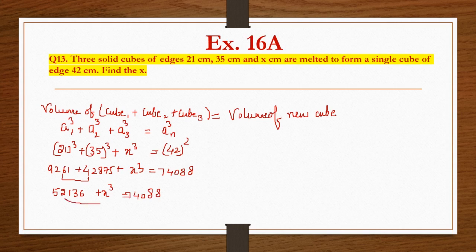Now shift this to the other side with minus, so x cube is equal to 74088 minus 52136. After subtracting we get 21952, which is nothing but the cube of 28. It means the edge of the third cube is 28 centimeter.